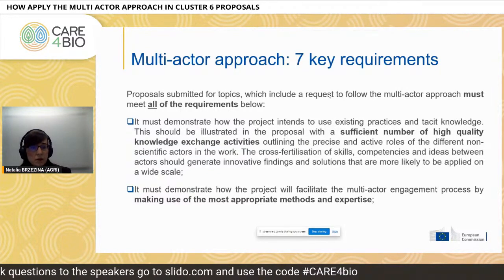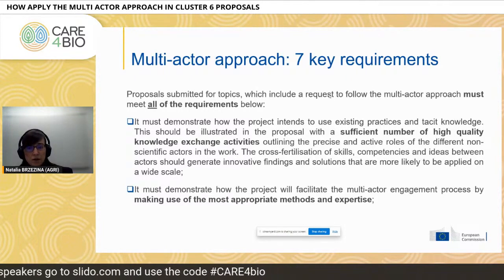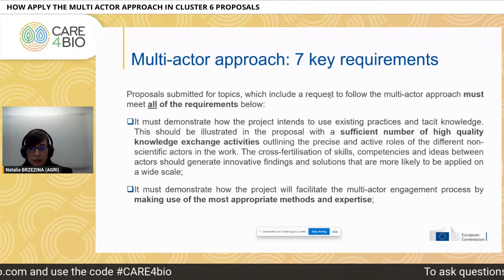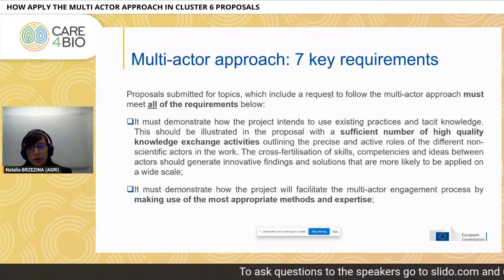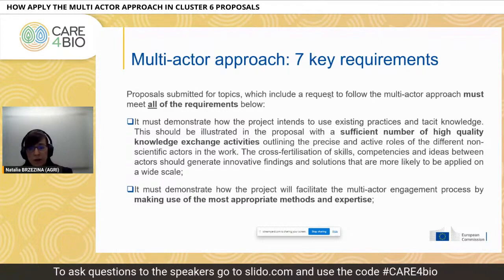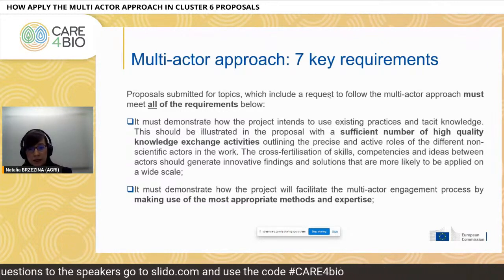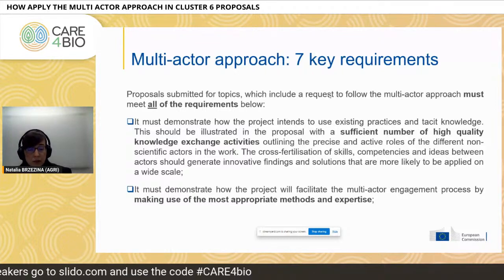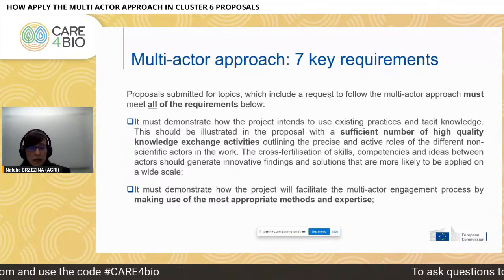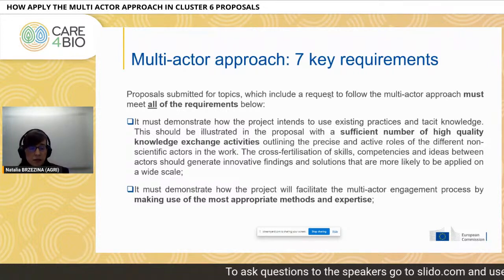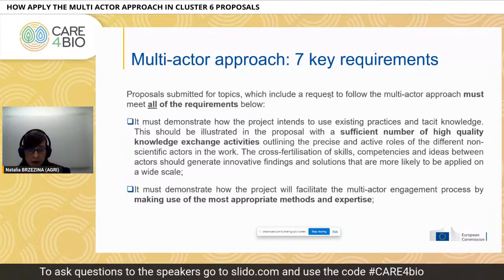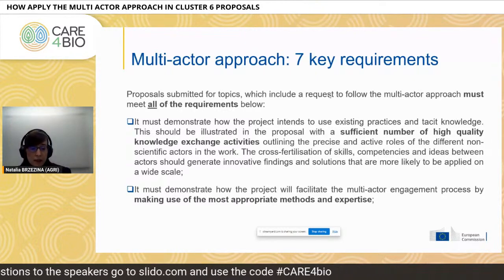Then it must also demonstrate how the project intends to use the existing practices and tacit knowledge. This should be illustrated in the proposal with a sufficient number of high-quality knowledge exchanges between the different actors, outlining the precise and active roles of the different, also non-scientific, actors in their work. And the cross-fertilization of skills, competencies, and ideas between the actors should generate innovative findings and solutions that are more likely to be applied on a wide scale.